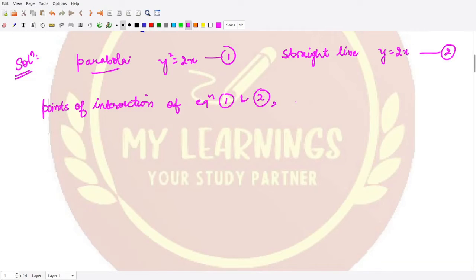So we have to see this thing. For the points of intersection we could substitute the value of x from both the equations and equate it. So you see 2x is equal to y square here and 2x is equal to y here. So that means both y square and y have to be equal, or you could write this as y square minus y is equal to 0, or you could take y common, so it is y into y minus 1 is equal to 0, right?